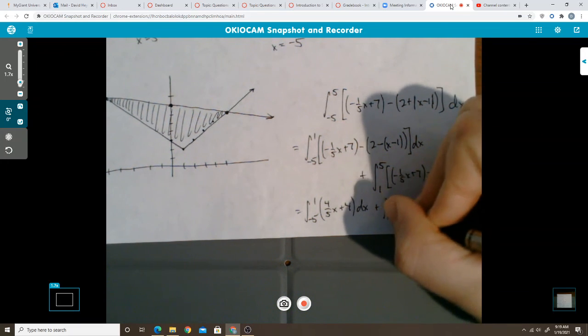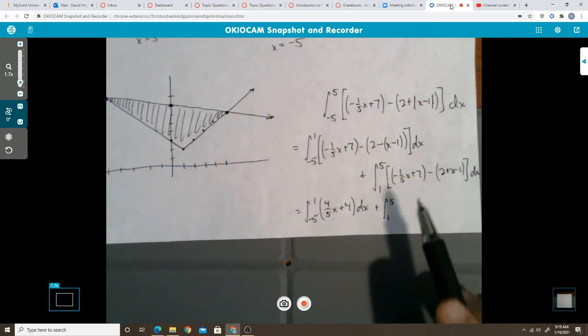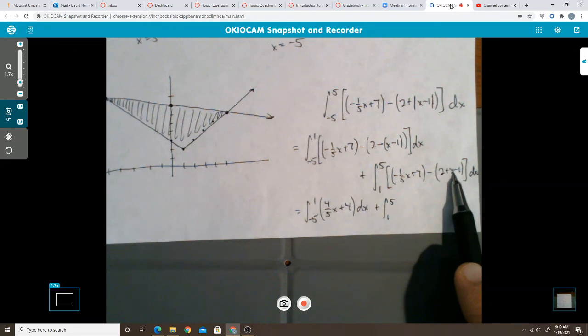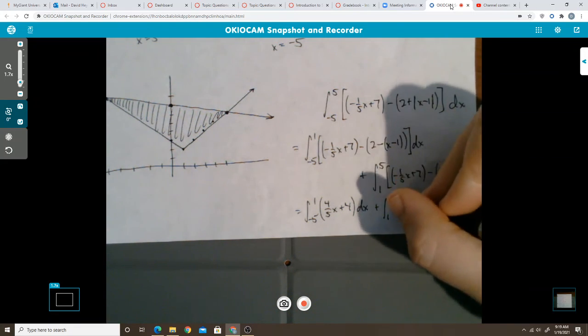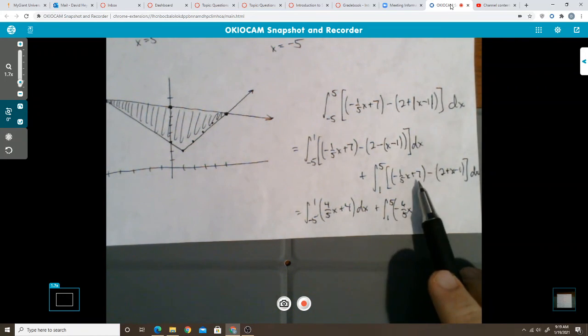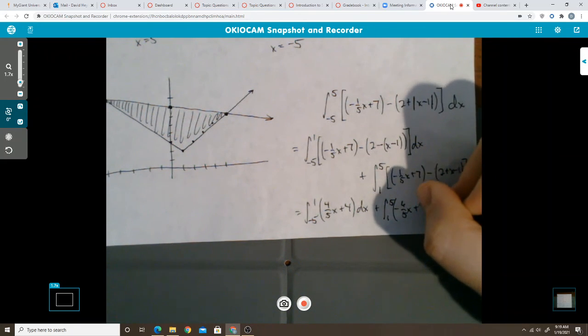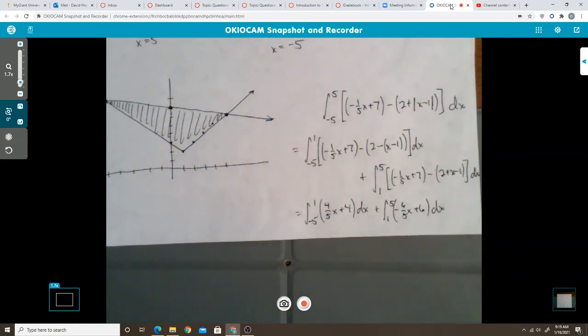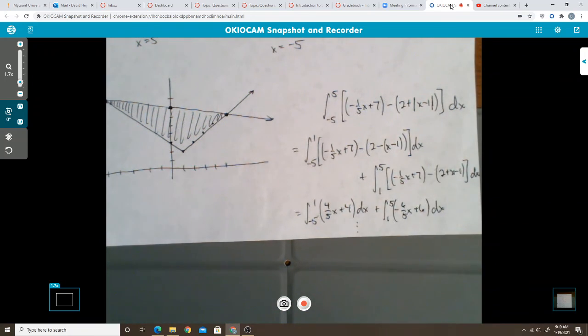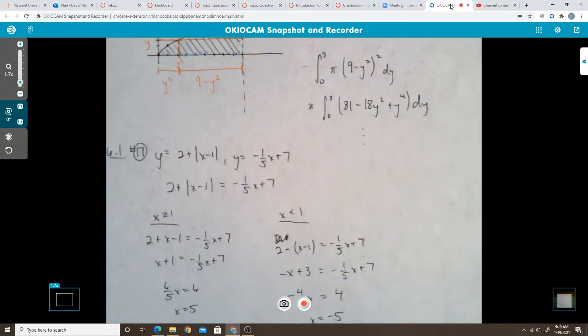And then the second integral from 1 to 5. We've got a negative 1/5 x minus an x, so that's going to be a negative 6/5 x. And then 2 minus 1 is 1. 7 minus 1 is 6. So plus 6. And there you go. So the rest is easy. I'll leave the rest up to you. So that's it. That's 6.1 number 17.